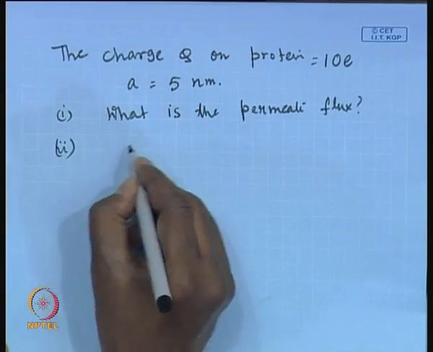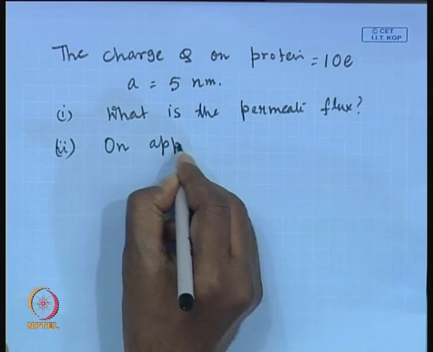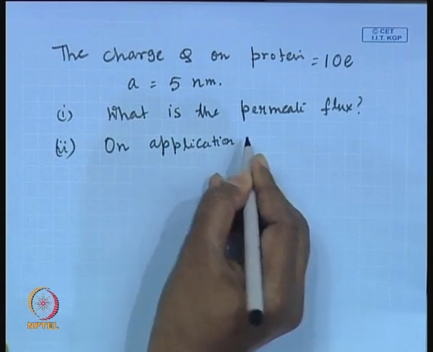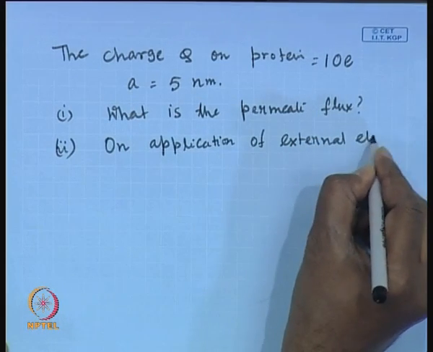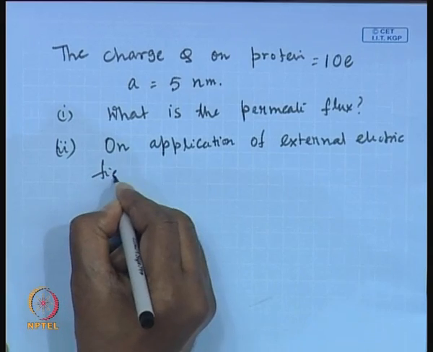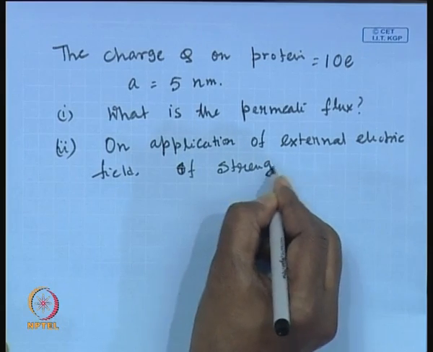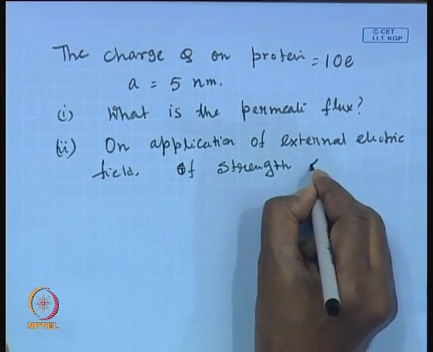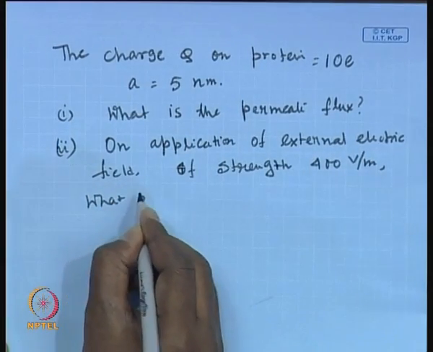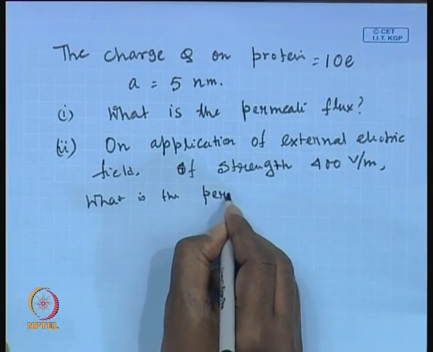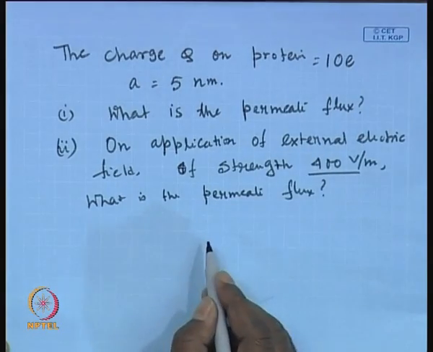Second, suppose you apply an external electric field. On application of a field of strength 400 volt per meter, what is the permeate flux? So, this is a typical operating condition, 400 volt per meter.